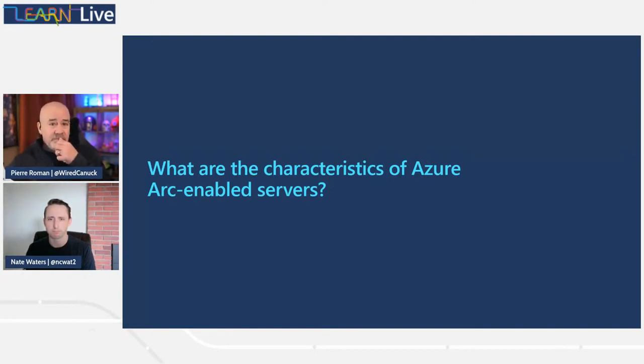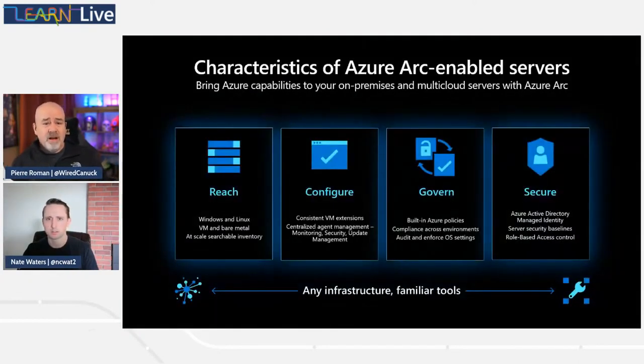And when we look at, if we can switch to my slides there, Laura. Anyway, if we look at the characteristics of an Azure Arc-enabled server, like we just mentioned in the intro, it is to bring all those capabilities to your machines wherever they may be. So it's the reach play, where from your management portal, whether you're using PowerShell, Azure CLI, REST APIs, or others, you'll be able to reach all of those machines regardless where they are. So whether it's Windows, Linux, VM, bare metal, and you can do this at scale, obviously.